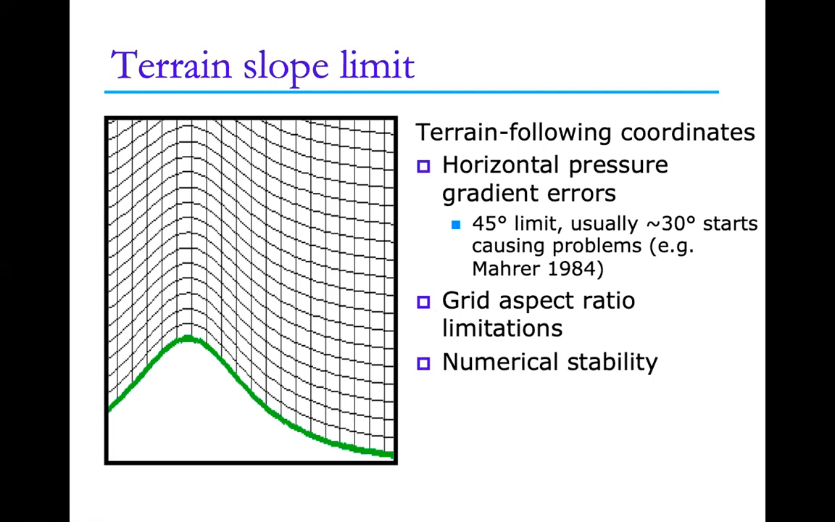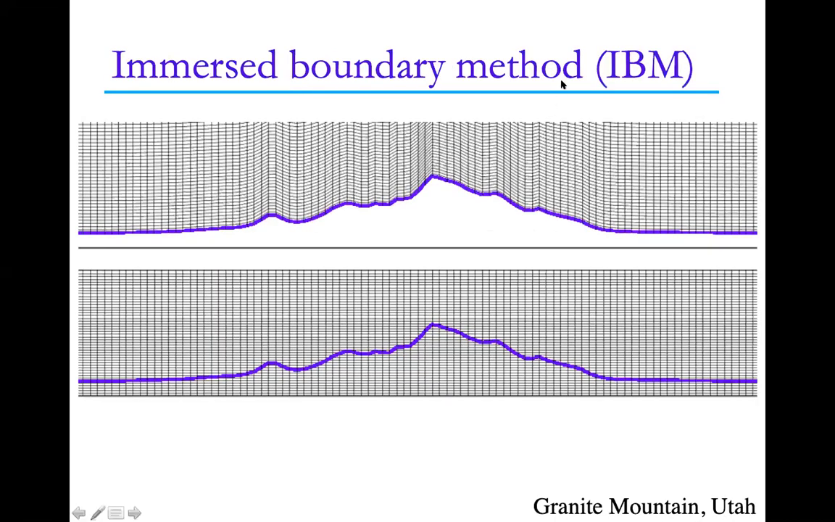So we've developed what's called an immersed boundary method, IBM, that's been used for decades in various engineering flows. We've developed an IBM approach that goes into WRF. In the top, what you see is Granite Mountain in Utah represented with a terrain following coordinate. On the bottom, you see this same mountain with the immersed boundary method.